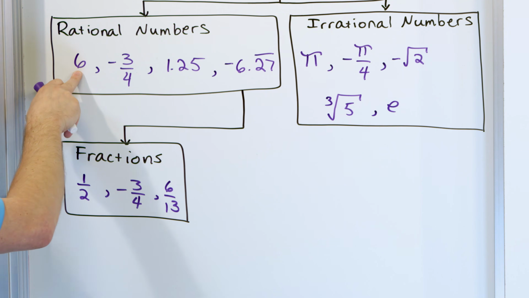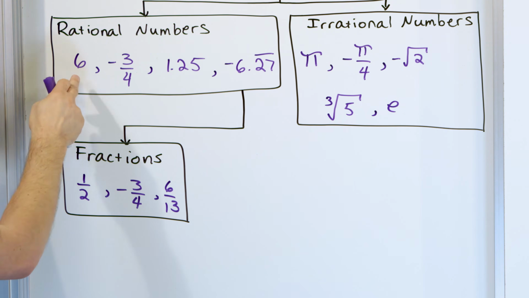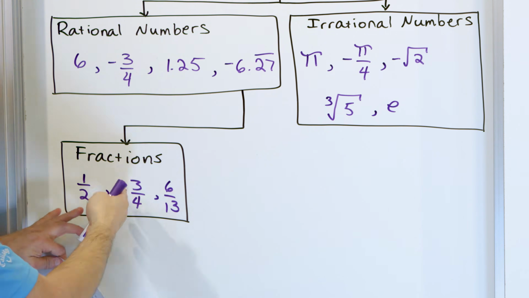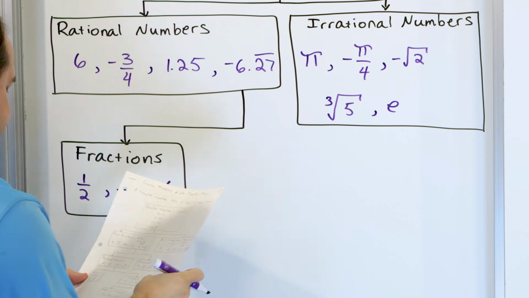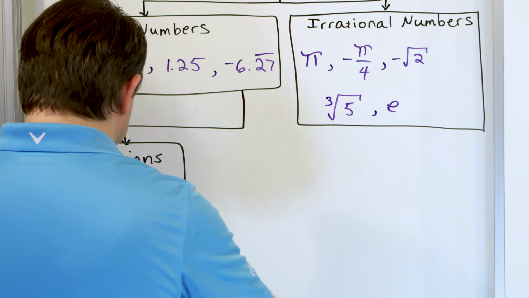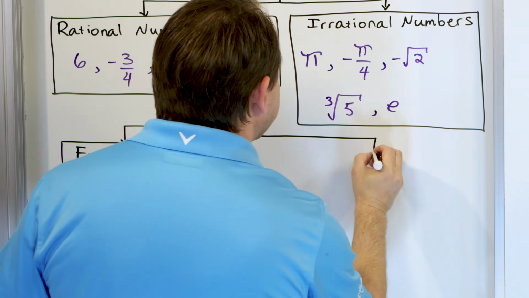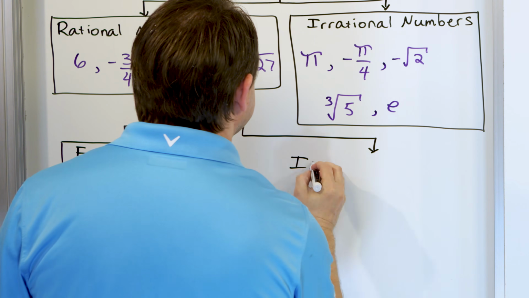But we also have the integers, right? Because we say 6 is a rational number also. It can be written as 6/1, but obviously it's different than the fractions. So we can have the fractions, we can also have the integers. So let's go down here and break this into integers.